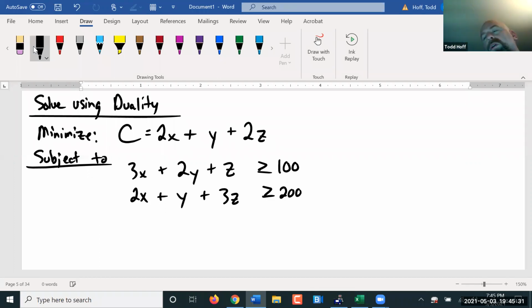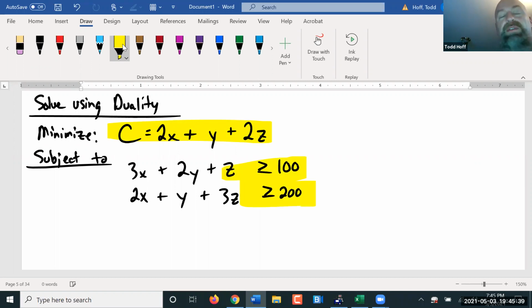Now, first thing you'll notice, the reason duality can apply here: first of all, this is minimize. Second, all of our constraints are greater than or equal to. Of course, we do have the trivial constraints here. X is greater than or equal to 0, y is greater than or equal to 0, z is greater than or equal to 0. Those are the trivial constraints. The variables are all non-negative.